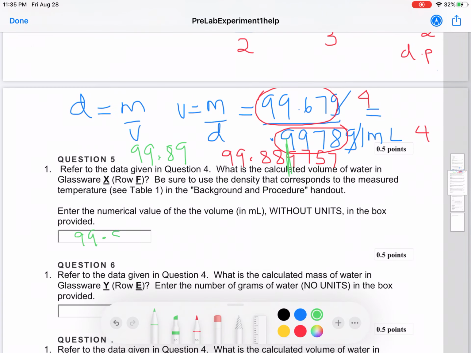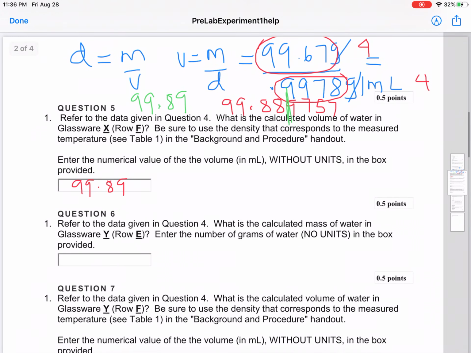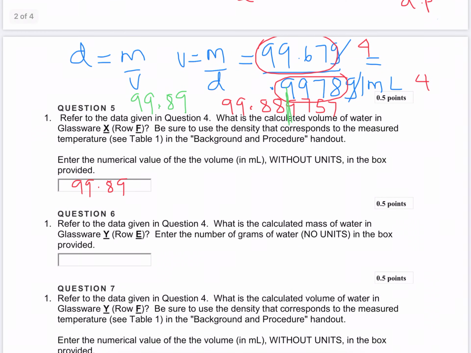Okay, and then what you need to do for the next one, refer to the data given in question 4. What is the calculated mass of water in the glassware Y? Now the same thing you do for glassware Y. That's going to be B minus A. There are 2 decimal places, so you keep your answer in 2 decimal places, and so that's how you find the mass, which you guys can do now, right? Because I showed you for the column X, so you can do it now for the Y.